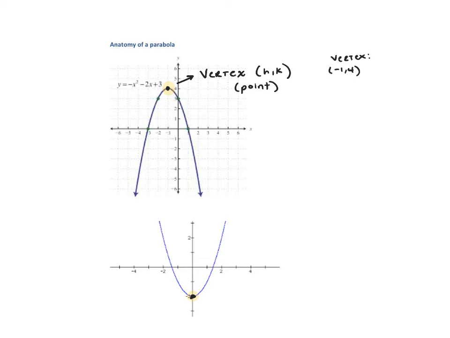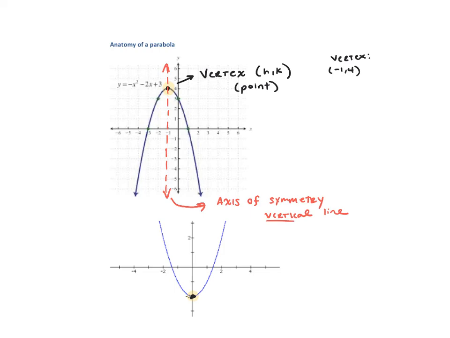A parabola also has an axis of symmetry. And it's a vertical line. So this red vertical line is called the axis of symmetry. Kind of like an x-axis or a y-axis, this is a line, a vertical line. That is your symmetry line. You could fold the parabola in half at this line and it would completely overlap.